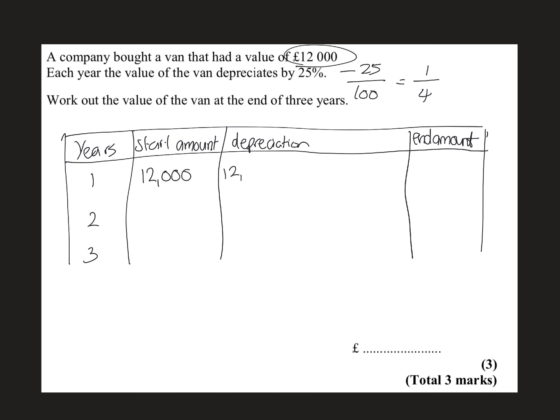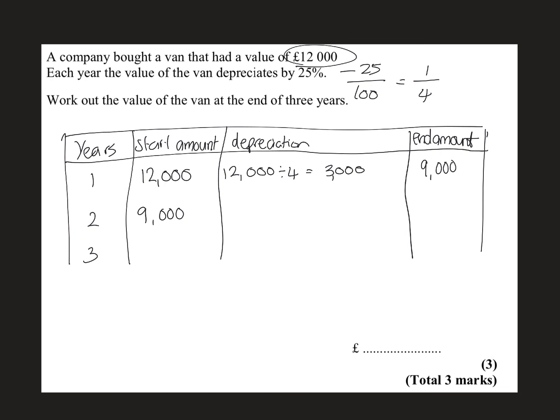So 12,000 divided by 4. So 4 and 12 goes 3 times. So that's 3,000. So it was 12,000. Remember, this is depreciation, so it's going down. It's dropped by 3,000. So this van is now worth £9,000. So 12,000 take away 3,000 is 9,000. So at the beginning of year 2, we're starting off with a van worth £9,000.